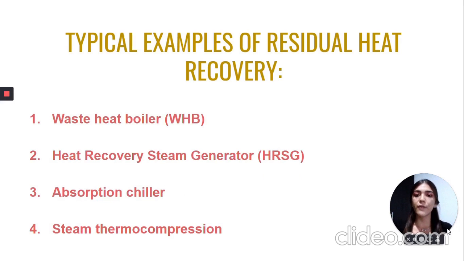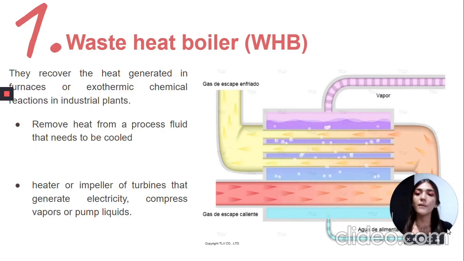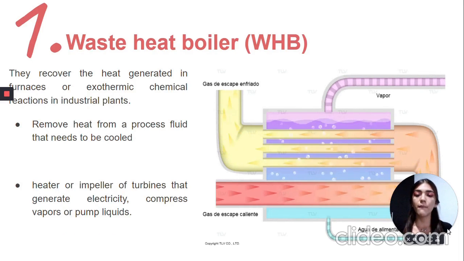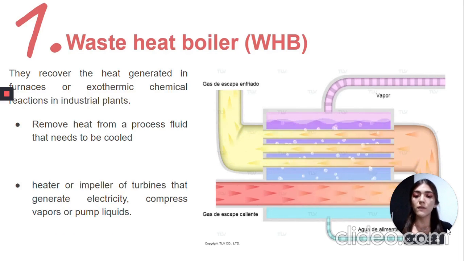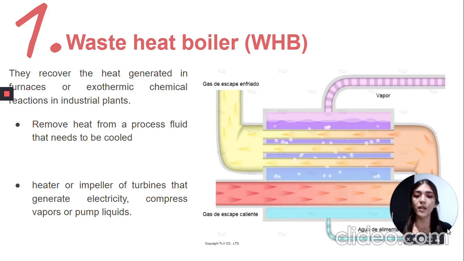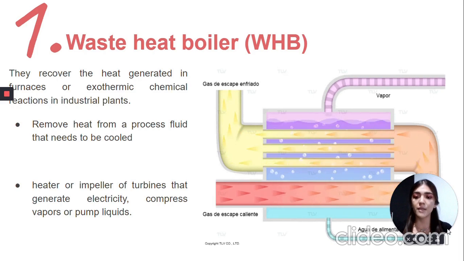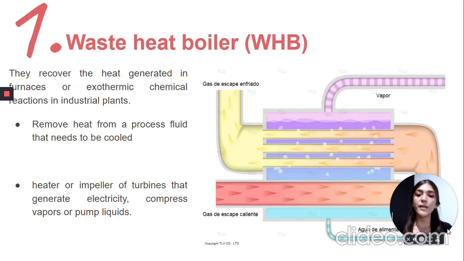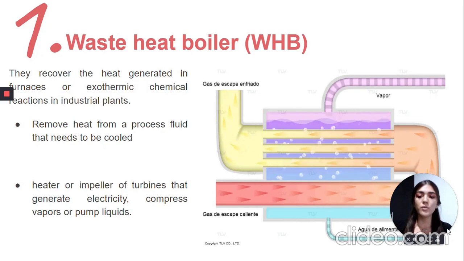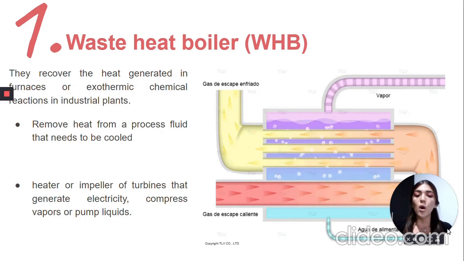Typical examples of residual heat recovery. Number 1. Waste heat boiler, WHB. These are responsible for recovering the heat generated in ovens or exothermic chemical reactions in industrial plants. This recovered energy can generate low to medium pressure steam or hot water.